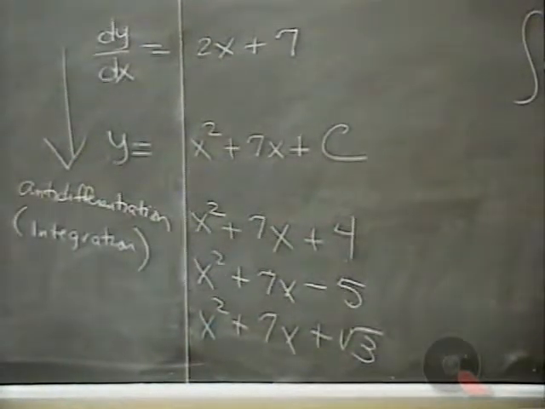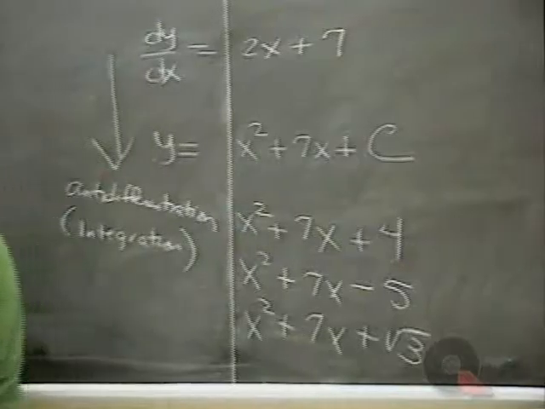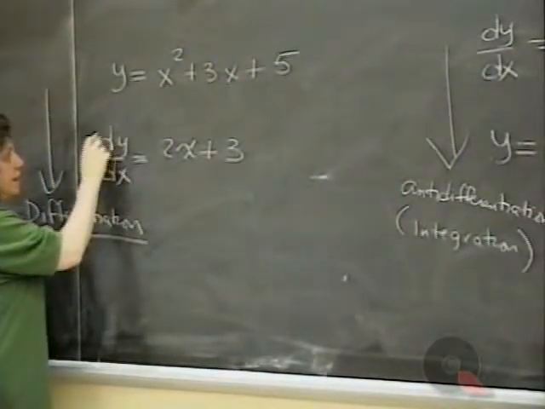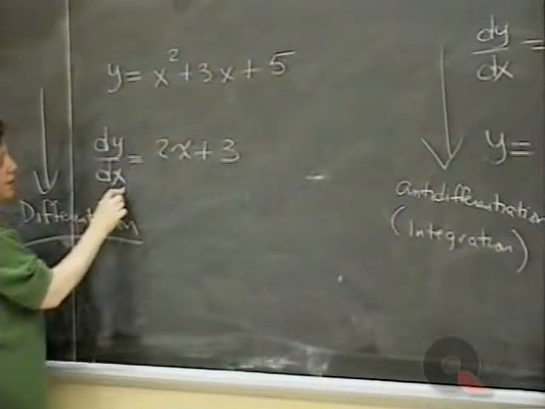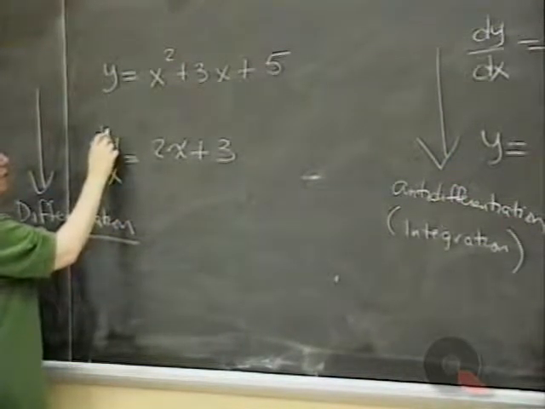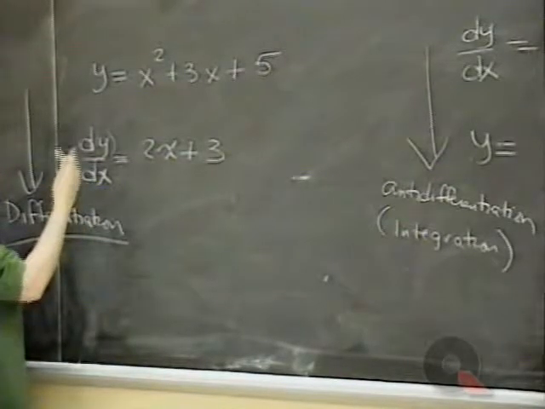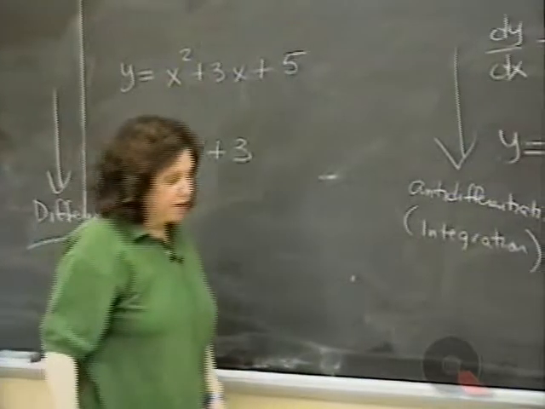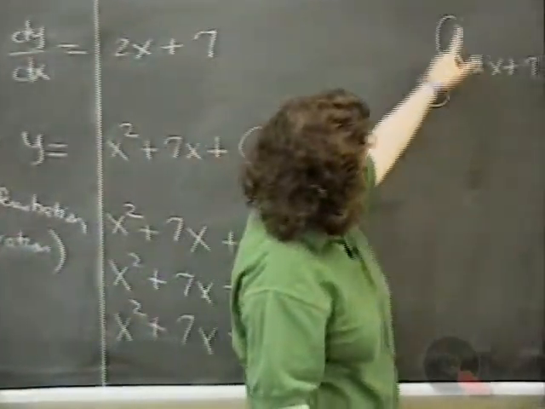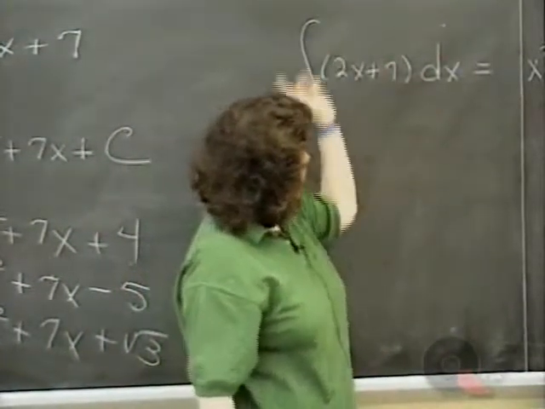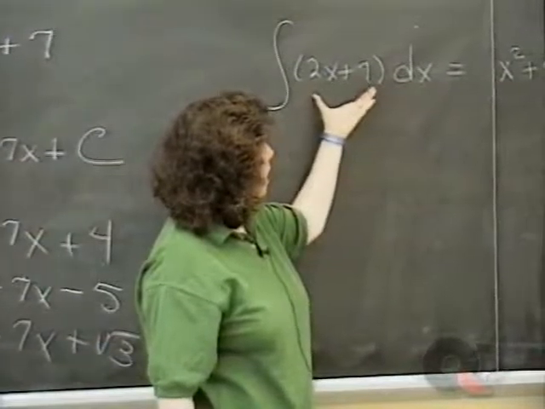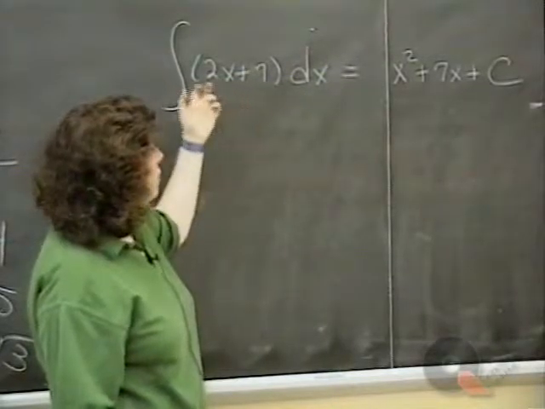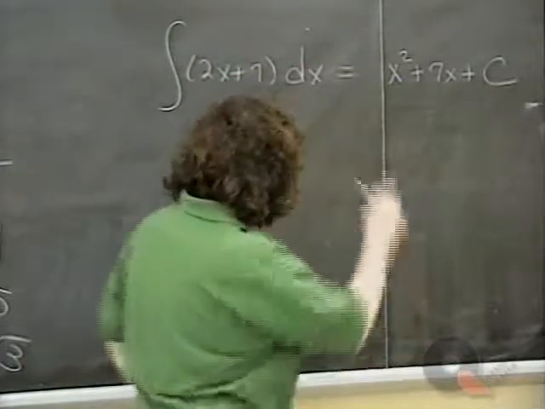Just like the symbol dy dx is really the derivative of y with respect to x, the d indicating differentiation, and this indicating with respect to x, we say dy dx, but it's a derivative of y with respect to x. The same thing here. This is indicating anti-differentiation with respect to x, and we're anti-differentiating 2x plus 7. We're asking ourselves, if this is the derivative, what must the function have been?